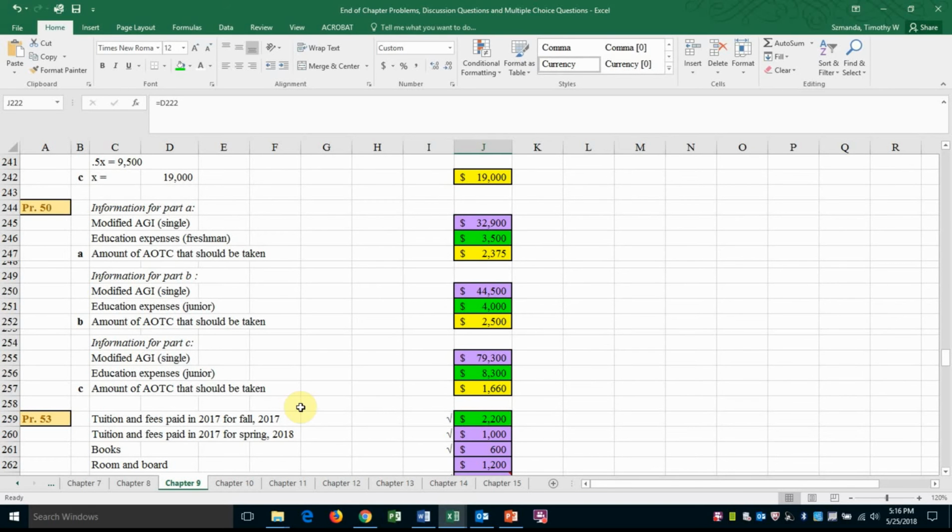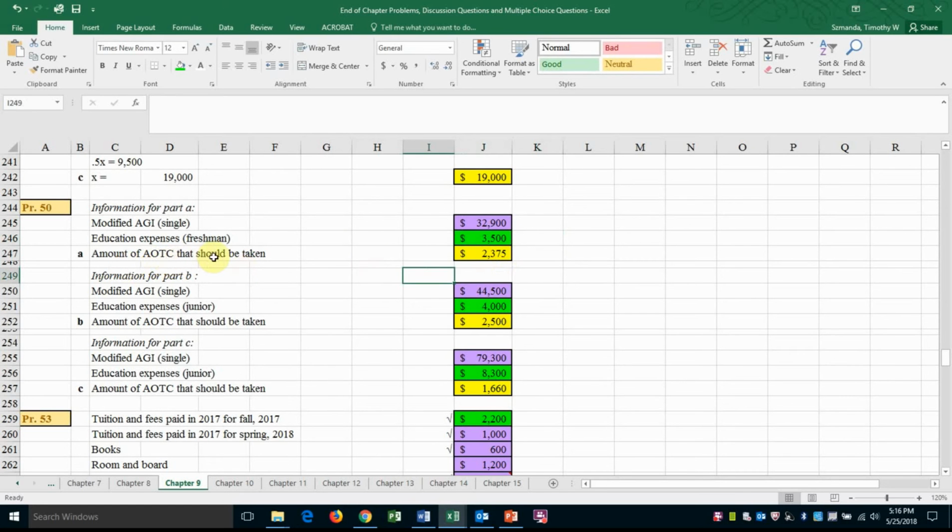Problem number 50, these are the education expenses and the education credit more particularly. We have modified AGI for a single person at 32.9. That's my information that I'm using. And as it turns out, that's consistent with the problem data. I did change, however, the education expenses for this freshman to $3,500. They gave education expenses of $3,400 for this freshman.